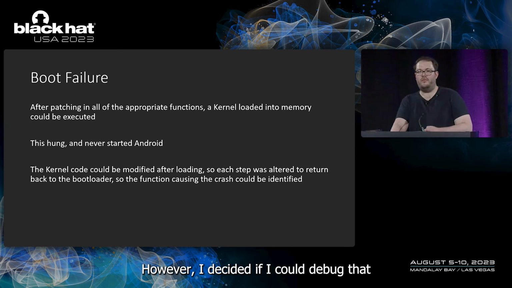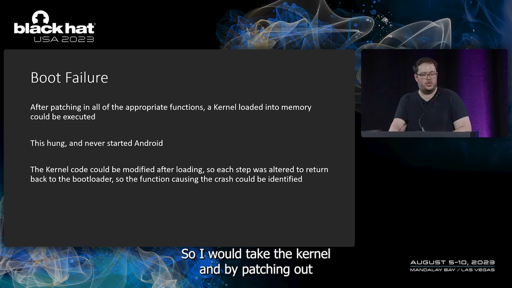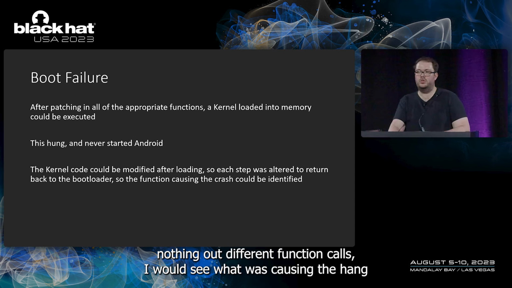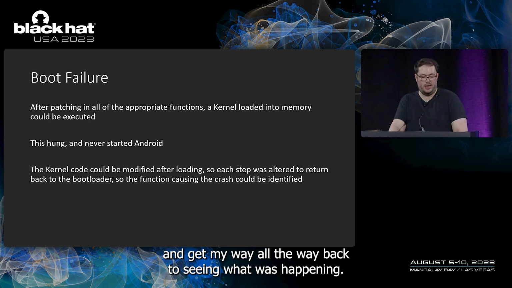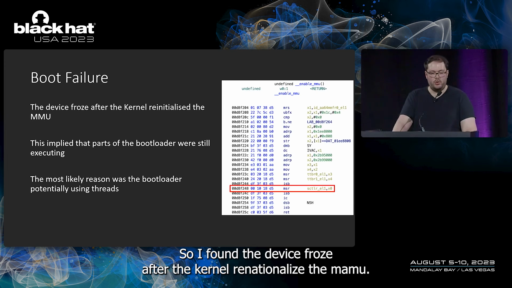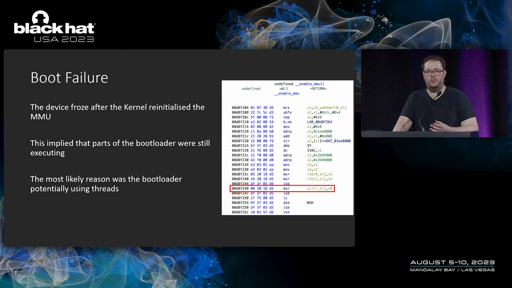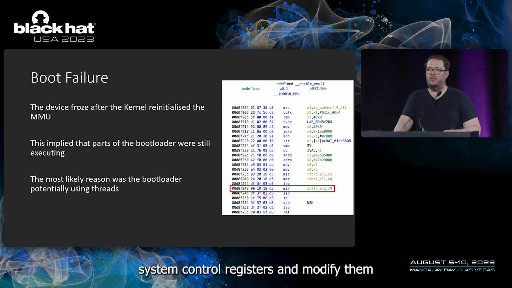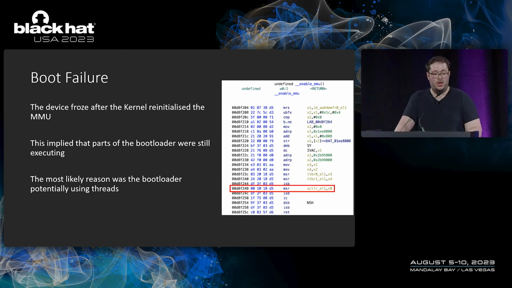However, I decided that if I could debug the secondary bootloader, I could debug the kernel in the same way. So I would take the kernel, and by patching out and knocking out different function calls, I would see what was causing the hang and get my way all the way back to seeing what was happening. So I found that the device froze after the kernel reinitialized the MMU. Usually on kernel boot, it will take a lot of the ARM system control registers and modify them so that they match the high-level OS instead of the secondary bootloader.